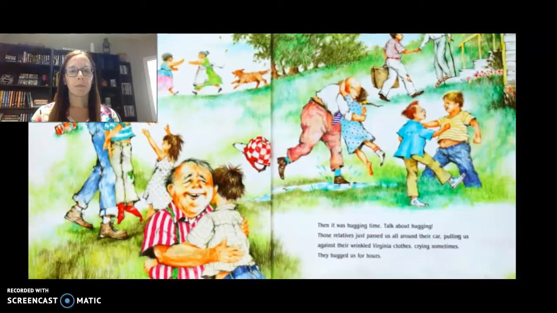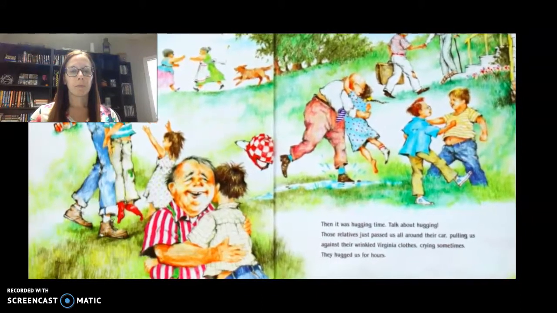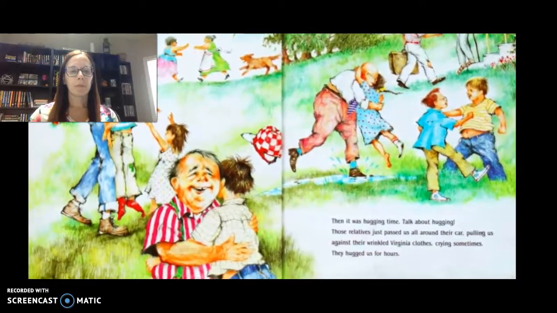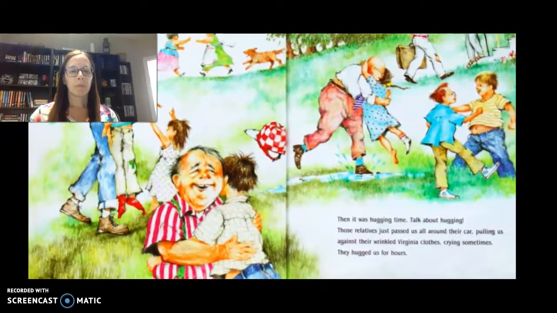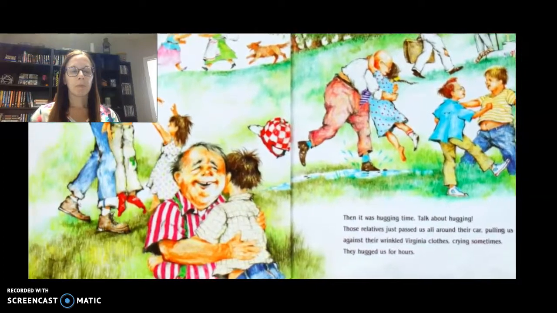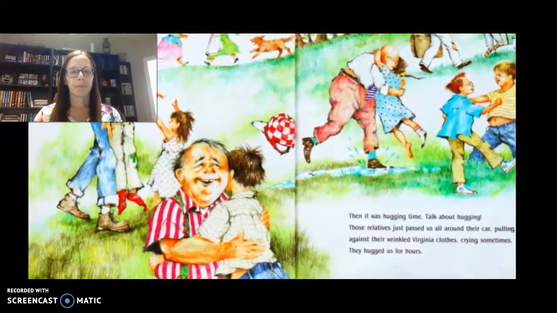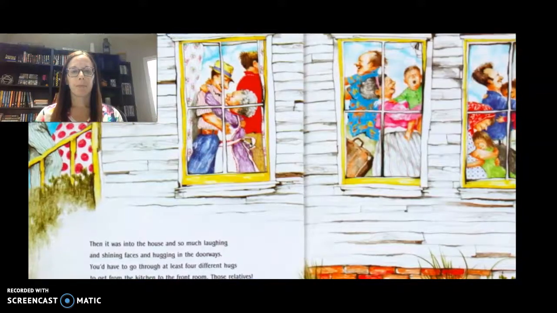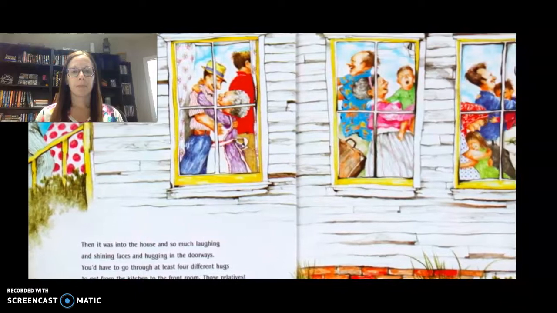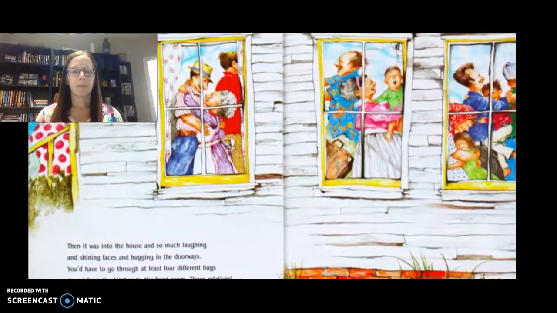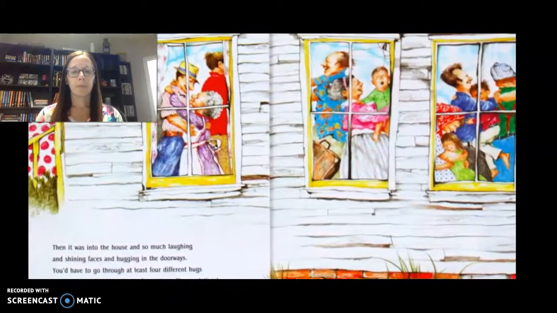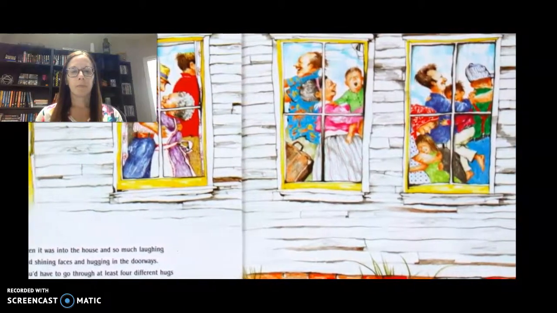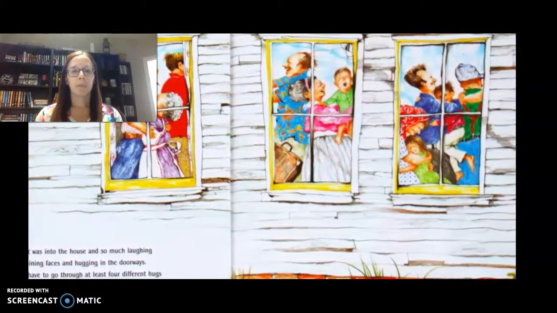Then it was hugging time. Talk about hugging. Those relatives just passed us all around their car, pulling us up against their wrinkled Virginia clothes, crying sometimes. They hugged us for hours. Then it was into the house and so much laughing and shining faces and hugging in the doorways. You'd have to go through at least 4 different hugs to get from the kitchen to the front room. Those relatives.